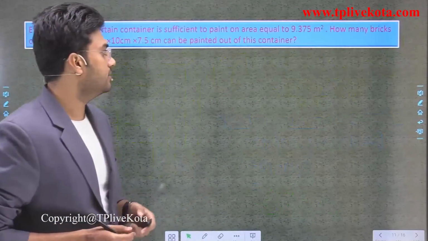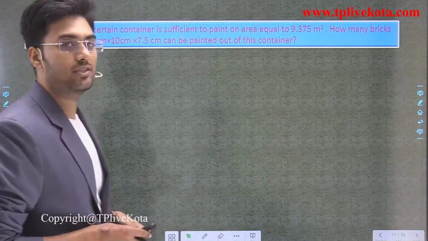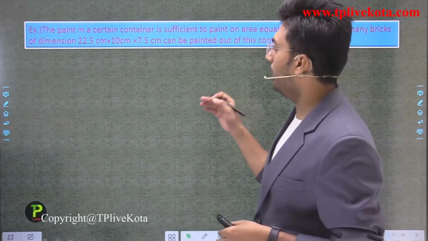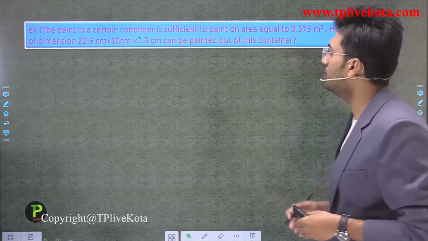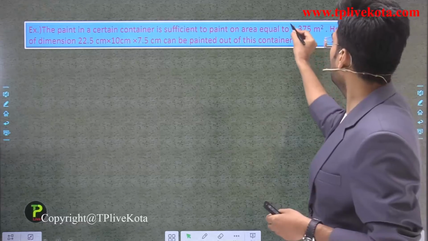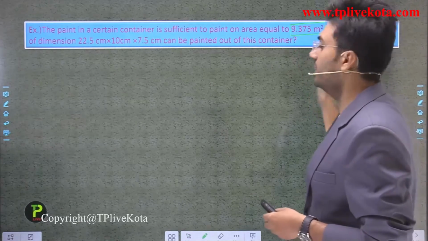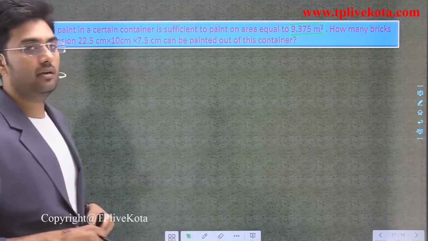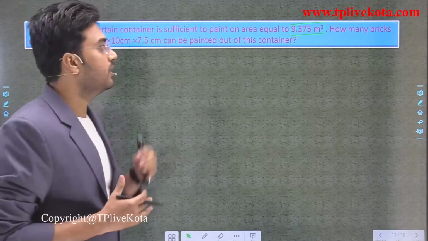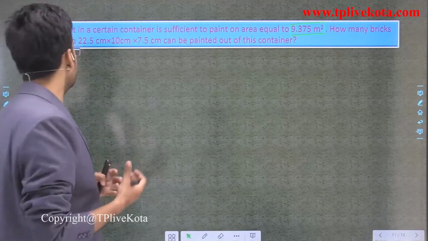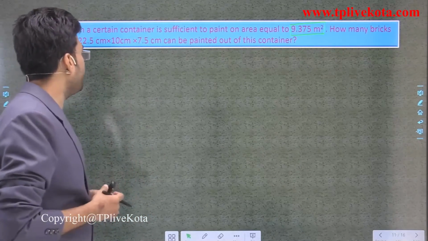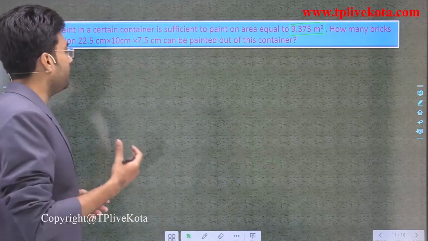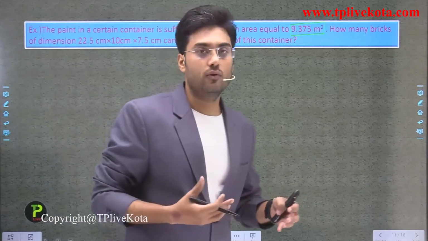So this is our next question. And students, in this question we have the paint in a certain container that is sufficient to paint an area equal to 9.375 meter square. We have to find how many bricks of dimension 22.5 centimeter multiplied by 10 centimeter multiplied by 7.5 centimeter can be painted from this container.